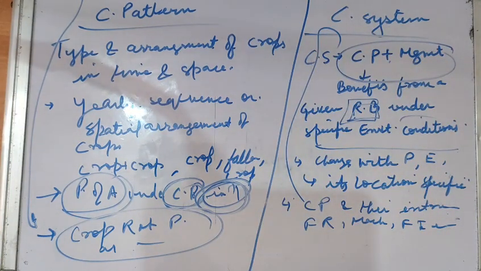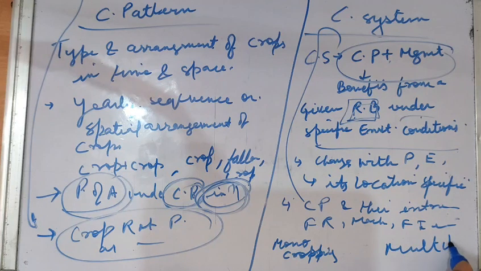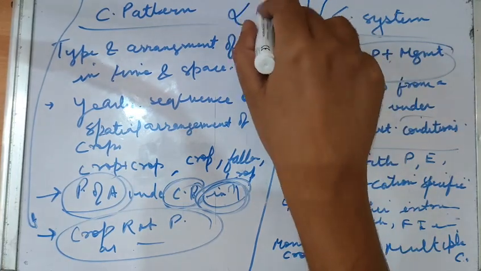There are two types of cropping system mainly: monocropping, when we grow one crop season after season, and multiple cropping, when we use different types of crops. First we grow rice, then wheat, then millet, like this, and agroforestry systems. So this is what cropping pattern and cropping system is.